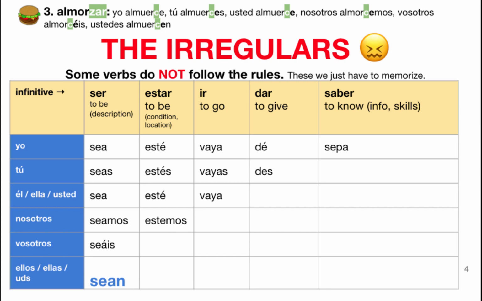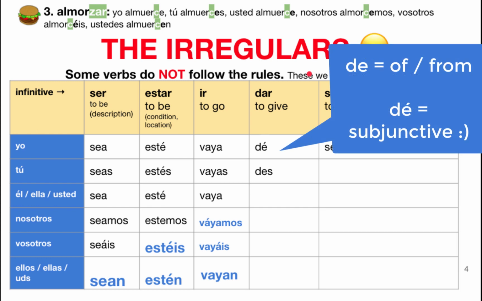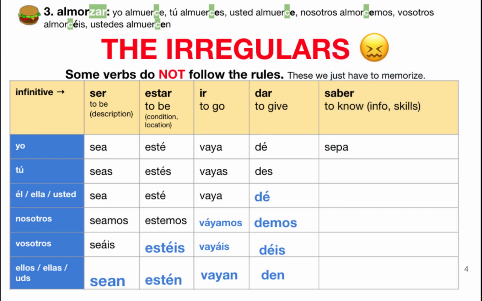Now moving to estar, that is to be in a condition or a location. Yo esté, tú estés, él esté, nosotros estemos, vosotros estéis, and ellos estén. Ir looks completely different. So ir is to go, and we say vaya, vayas, vaya, vayamos, vayáis, and vayan. Dar, remember, we switch it to like it's going to be an ER verb. So we've got these endings here, yo dé, and careful, this does have an accent mark, and the only reason it has an accent mark is so that you don't confuse it with the word of, de in Español, which does not. So we've got yo dé, tú des, él dé, again, nosotros demos, vosotros deis, and ellos den. Finally, saber. Yo sepa, tú sepas, él sepa, nosotros sepamos, vosotros sepáis, and ellos sepan.